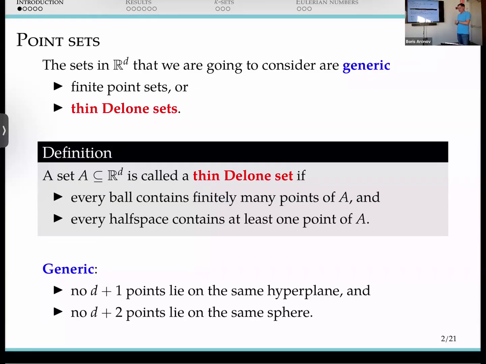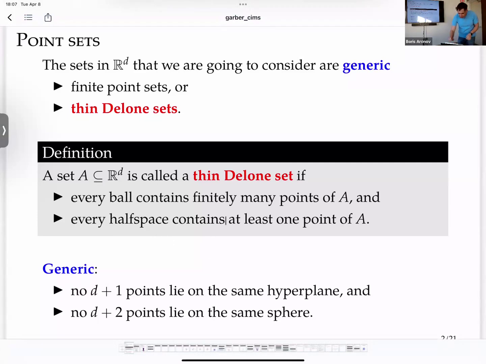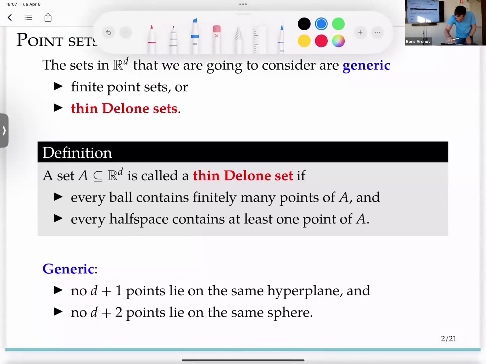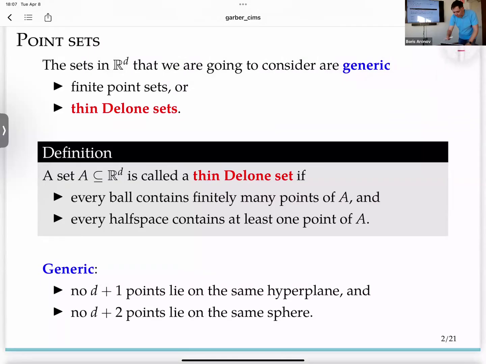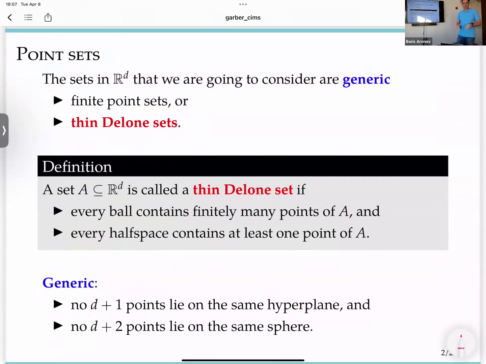And the second condition is that every half space contains at least one point of the set. So the first condition means that there are no accumulation points. The second condition means that there are no very large empty regions, and very large means half spaces. There is also the notion of just a Delone set, and that's a set sometimes used to model the atomic structure of objects. That's a little more restrictive in two ways. The first condition for a Delone set is that the minimal distance is bounded away from 0 from below by a positive number. The second condition is that there are no large empty voids.